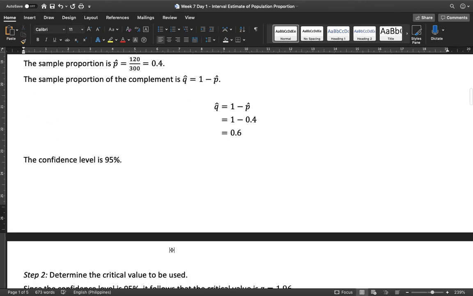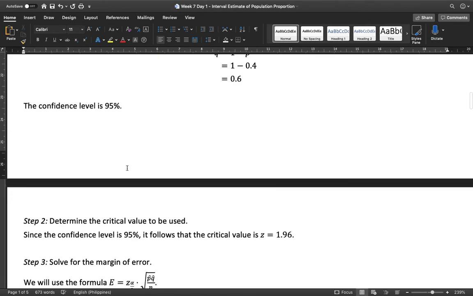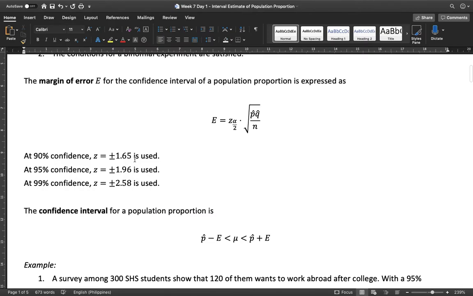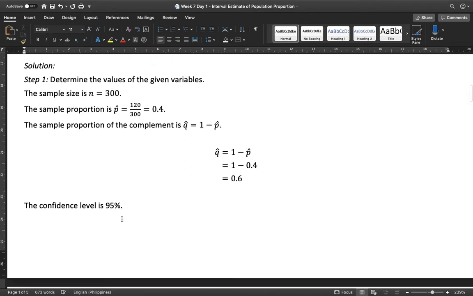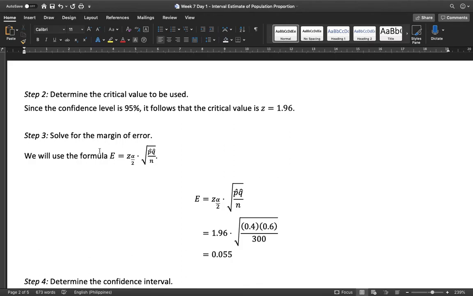Confidence level is 95%. So next step natin, since meron tayong confidence level 95%, let's determine the critical value. Again, pag z-value, minimemorize lang po ito, okay? Since the confidence level is 95%, it follows that the critical value is z equals 1.96. So formula natin, E equals critical value. Next naman natin, solve for the margin of error.